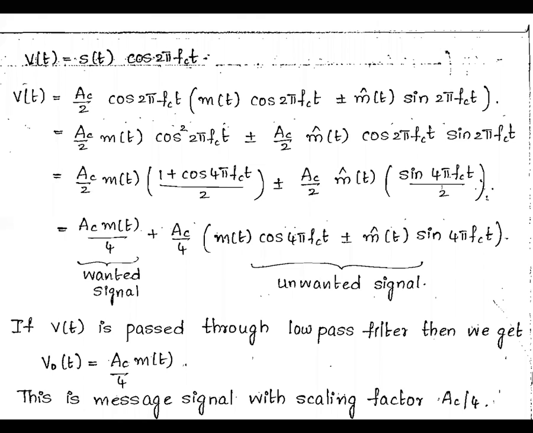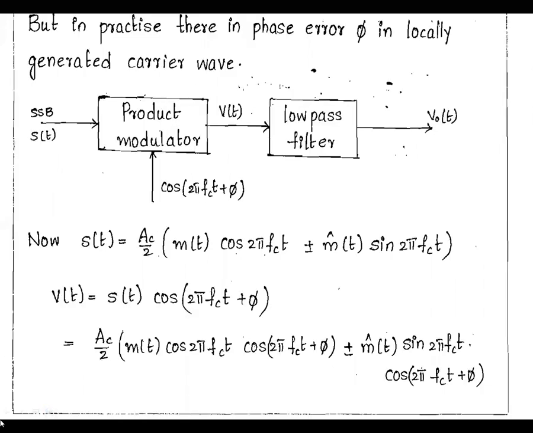Some clarification is required here. In practice there is a phase error or there is a frequency deviation, between the modulated carrier and the recovered carrier. The modulated carrier is from the modulation process, and the recovered carrier is at the demodulation process. There are two signals, but in practice there is a phase error in the locally generated carrier wave relative to the modulation process carrier.